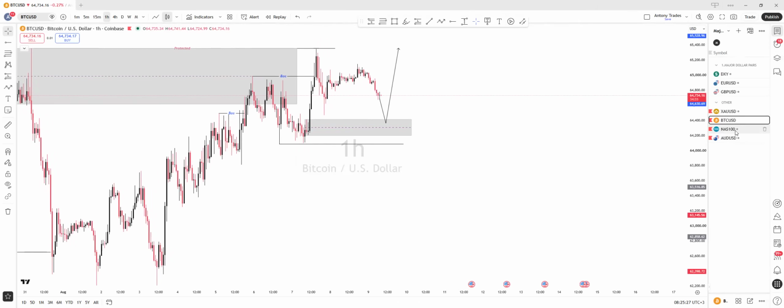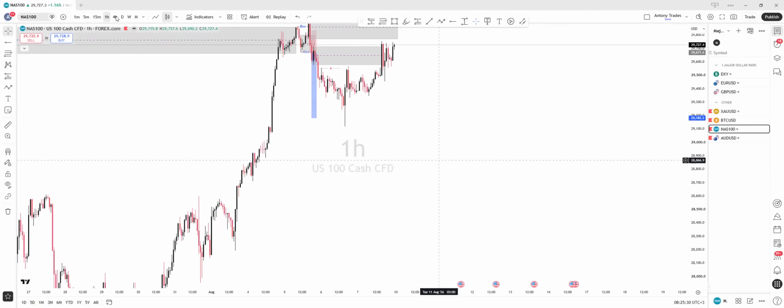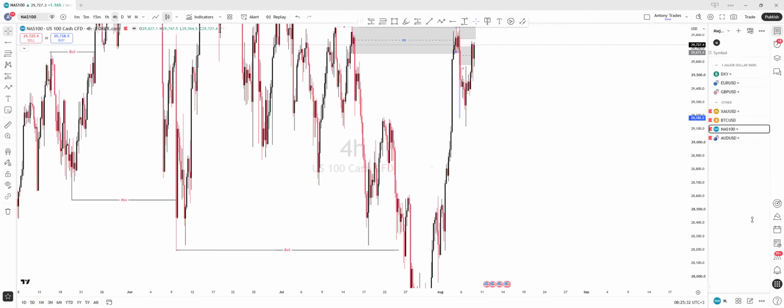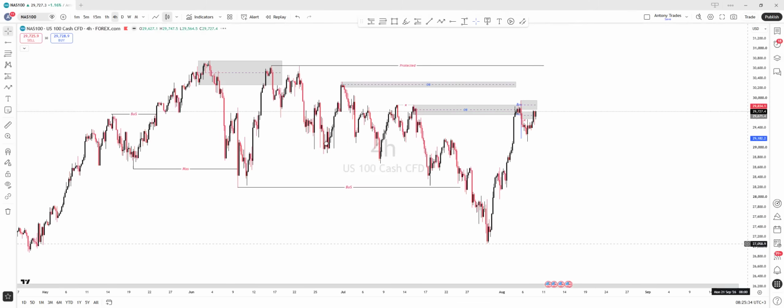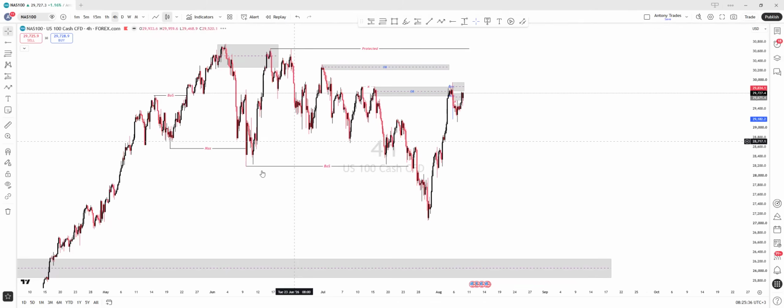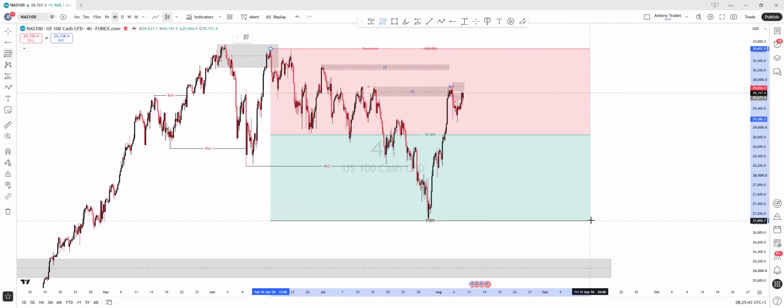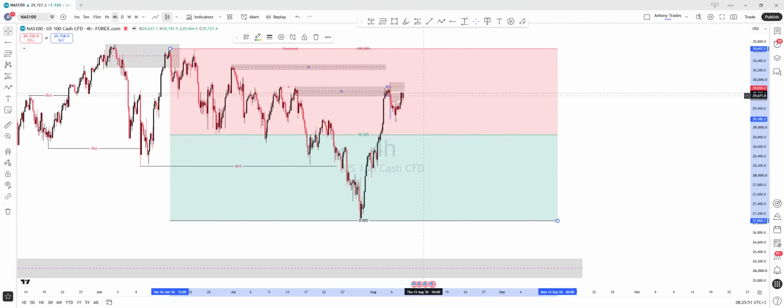Moving on to the next pair, we have NAS 100. From what we did on our previous top-down analysis video, we had NAS 100 giving us this change of character. We picked our fib, placed from the high to the low. We saw that this pair came to the premium, which is good. We traded to the premium zone, and from the lower time frame, it gave us a change of character after sweeping these relative equal highs.